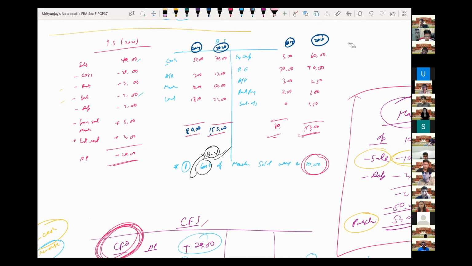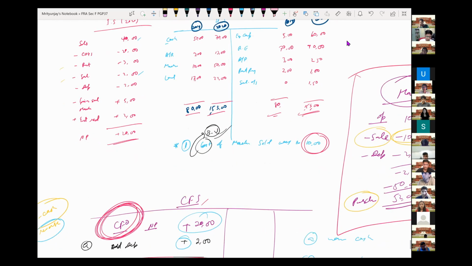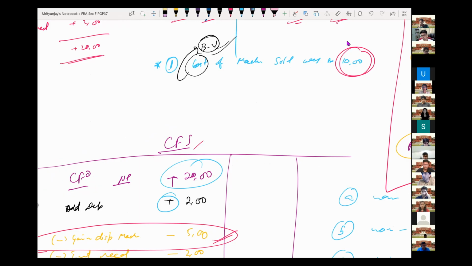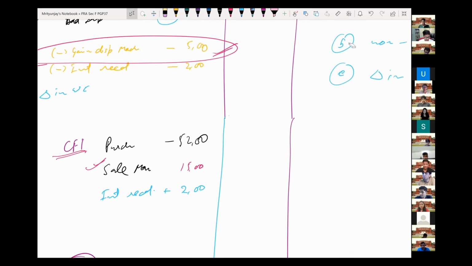Right now we need to only bother about what happened to cash. So let us carry on and bother about what happened to cash. Any more questions? Okay. Yeah, go ahead, Madan.